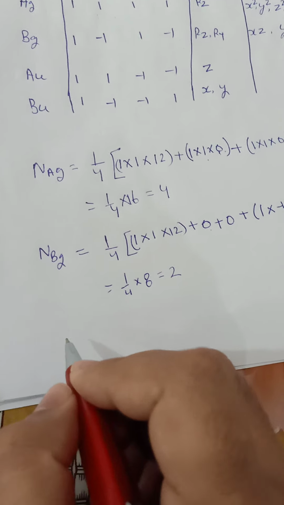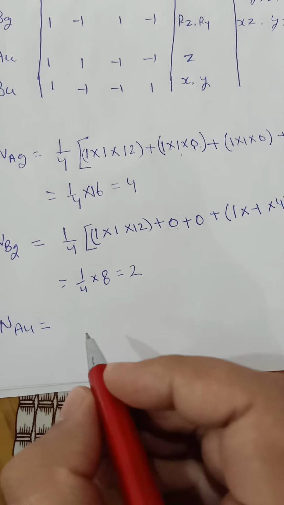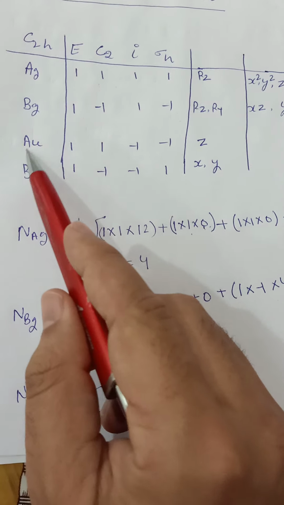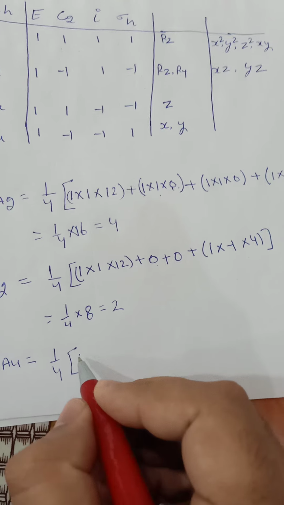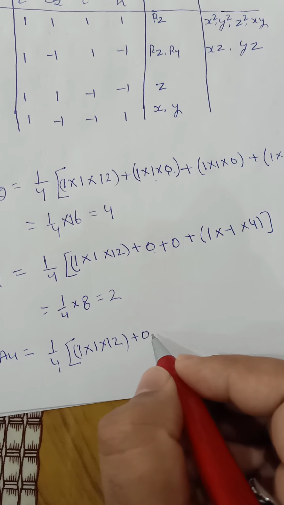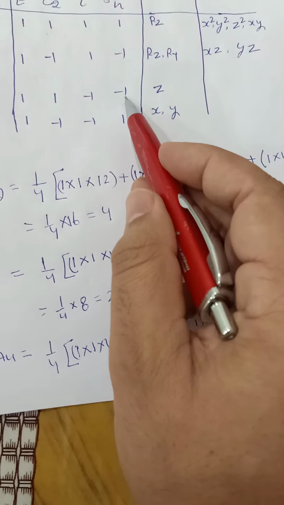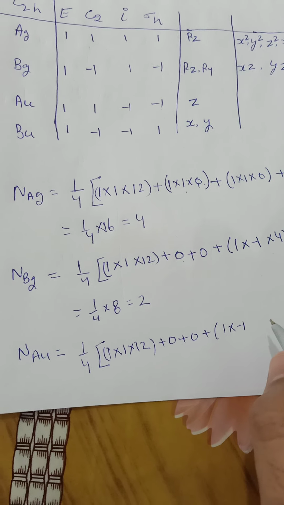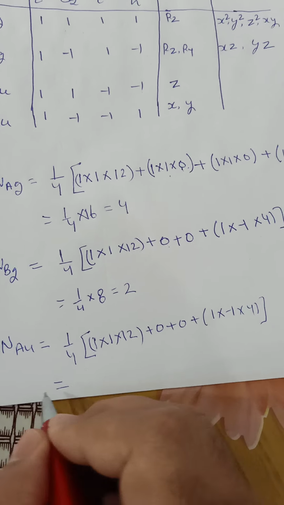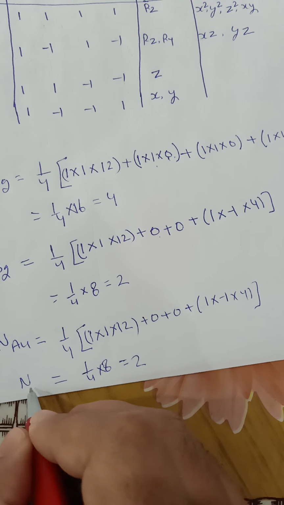Same way for Au, this will be equal to again 1 by 4 bracket start. Now see the characters of Au: 1, 1, minus 1, minus 1. So 1 into 1 into 12, then again plus 0, and 1 into minus 1 is minus 1. Okay, this is minus 1 corresponding to Au, into 4, and again here you will get 1 by 4 into 8 is equal to 2 Au.